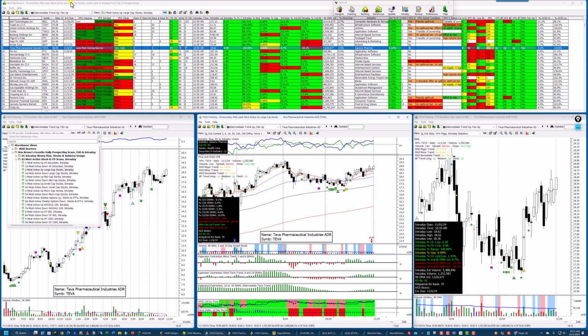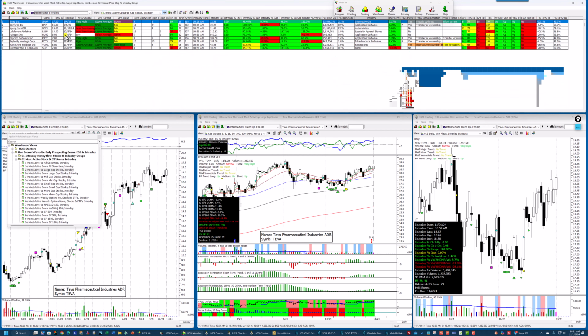Now, I'm going to just move down a level. These are intermediate trend up. Now, these are stocks that don't have the fan up, but yet their intermediate trend is up, or this area right here will be positive. So I'll just bring one up.